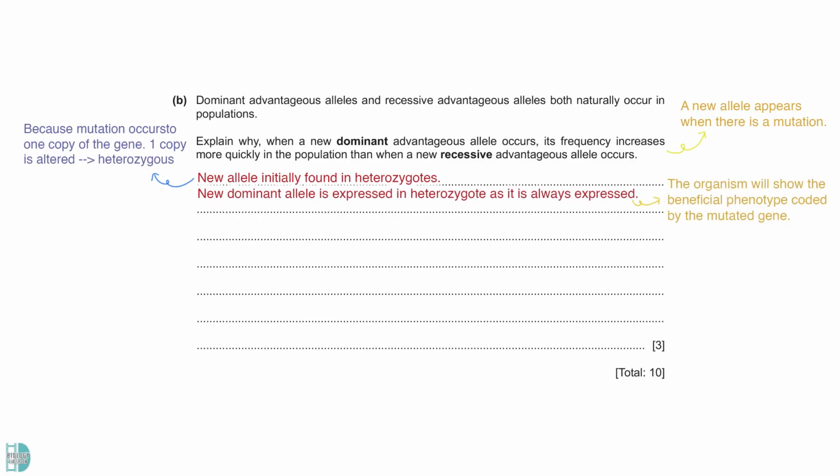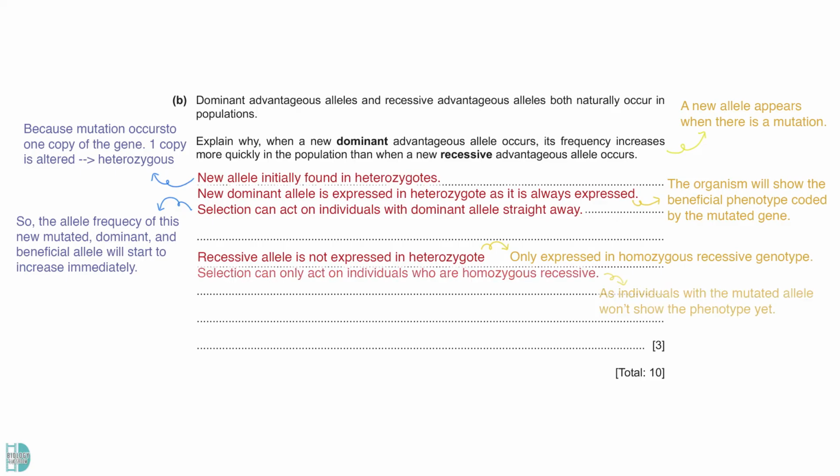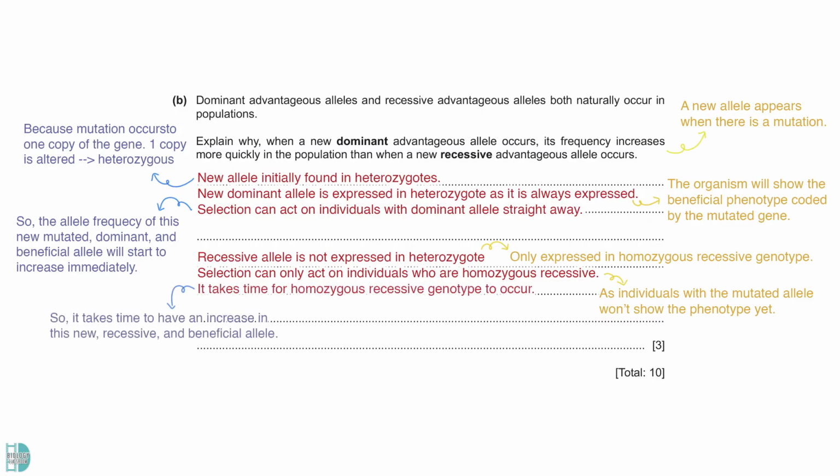The new dominant allele is always expressed. The organism will show the beneficial phenotype coded by the mutated gene. Selection or environmental conditions can act straight away on the individuals with the dominant allele, increasing its frequency. On the other hand, if the new allele is recessive, it is not expressed in heterozygotes. You can only get an individual with the characteristic when a homozygous recessive genotype occurs. So, selection would not start right after the mutation. It can only act when homozygous recessive individuals begin to appear. These will take time, leading to a slower increase in the allele frequency.